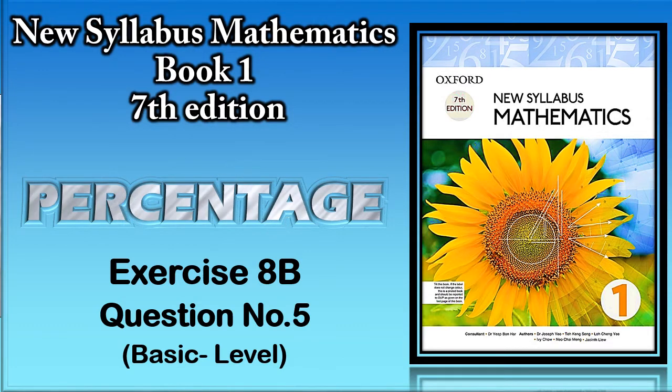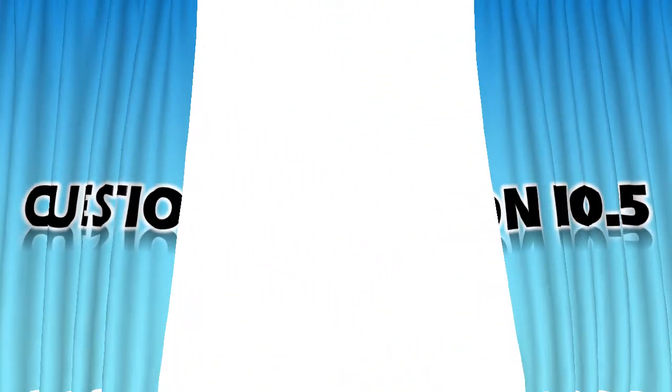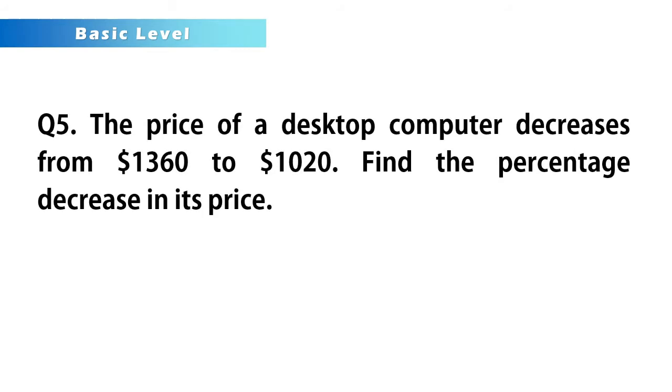New Syllabus Mathematics Book 1, 7th edition, Chapter 8, Percentage, Exercise 8B, Question number 5, Basic Level. Question number 5. The price of a desktop computer decreases from $1,360 to $1,020. Find the percentage decrease in its price.